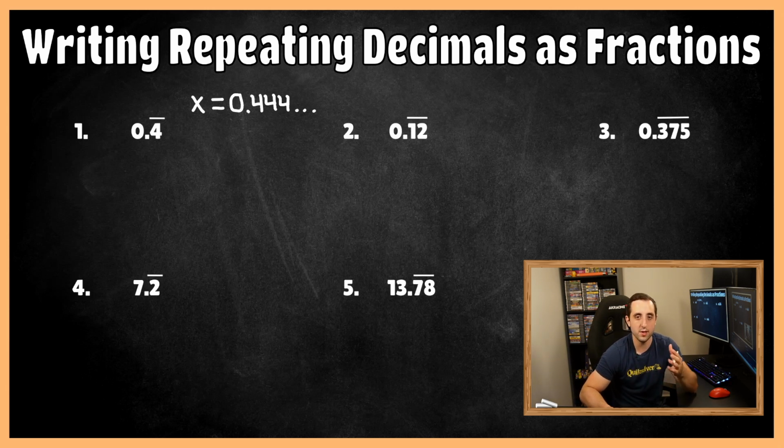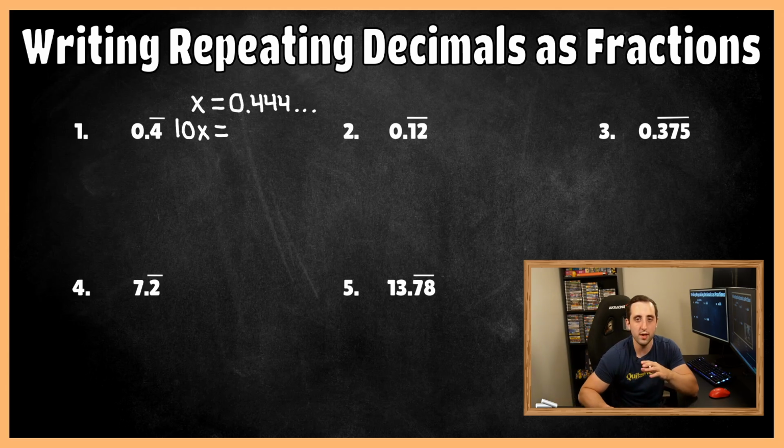And now we need to come up with our second equation. And that is simply all dependent upon how many numbers are repeating. In this case, there's one number repeating, which is a 4. So whenever you have one number repeating, you want to take this first equation that we just made and multiply both sides of that equation by 10. So what is x times 10? Well, that's simply going to be 10x. So we have 10x equals.